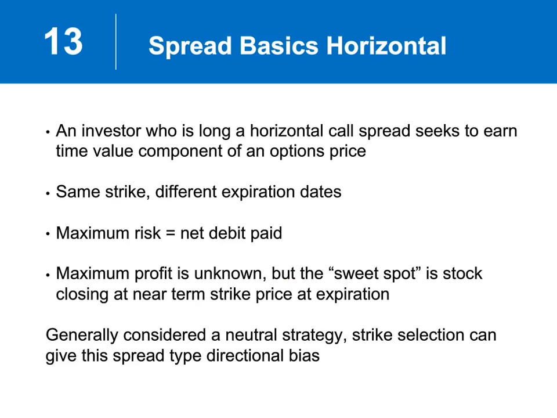As we mentioned, an investor who is long a horizontal call spread seeks to earn the time value component of an option's price. Again, the same strike, different expiration dates. Our maximum risk is the net debit paid. Maximum profit is unknown, but the sweet spot is if the stock closes exactly at our short-term or our short leg strike price at expiration. This strategy is generally considered a neutral strategy. However, strike price selection can give this spread type a directional bias.